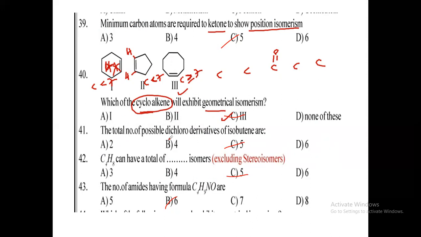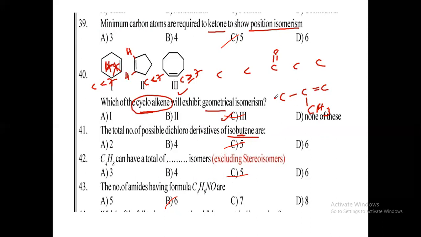Next, the total number of possible dichloro derivatives of isobutene. Isobutene. Here iso means what? Last but one carbon should be having what? Methyl. Out of 4 carbon atoms in the butene, 3 carbons we write in a straight chain, and the last but one should be having one methyl. It is isobutene. Ene means what? Double bond. I'm giving a double bond here.